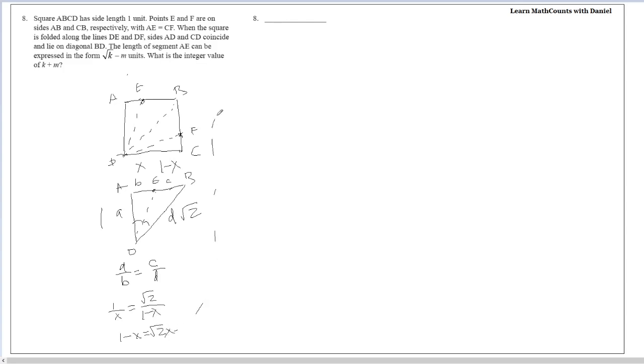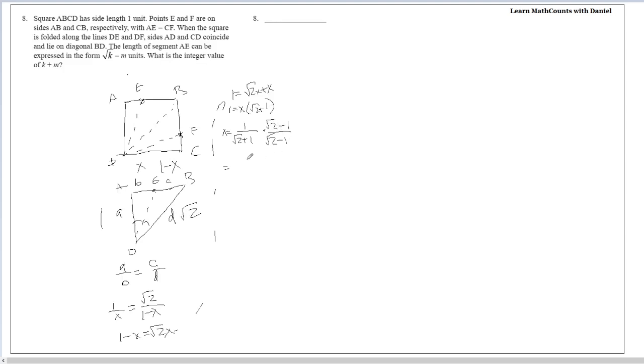I'm running out of space. Let's go up here. So then we get that 1 equals root 2 x plus x. If we factor out x, then we get that 1 equals x times root 2 plus 1. So then x equals 1 over root 2 plus 1. But this isn't in the form that we want. We need to rationalize the denominator, which we do by multiplying by root 2 minus 1 over root 2 minus 1, which of course doesn't change the actual value.